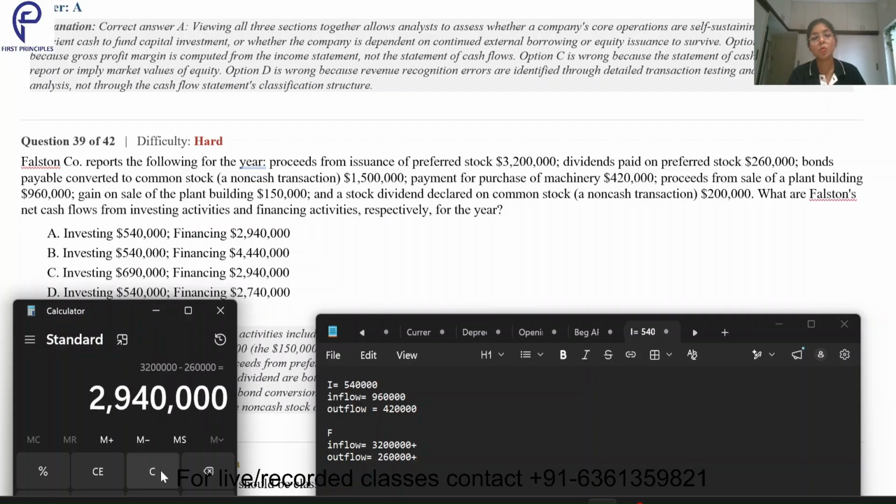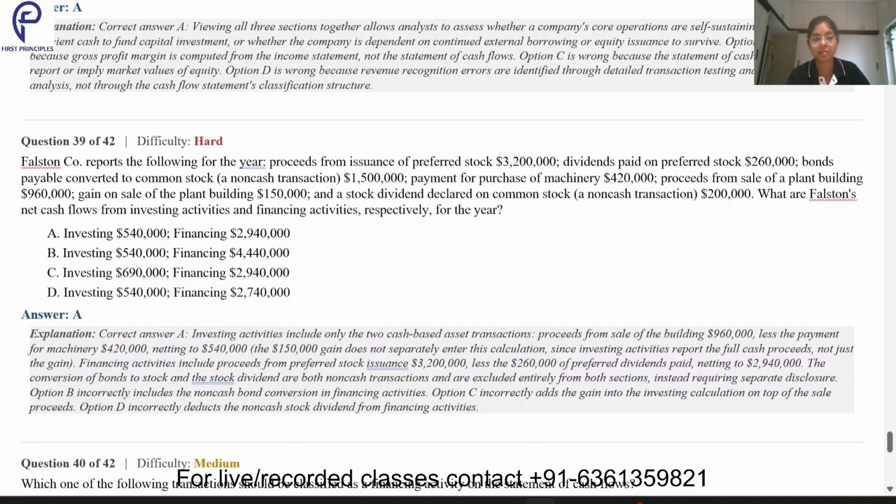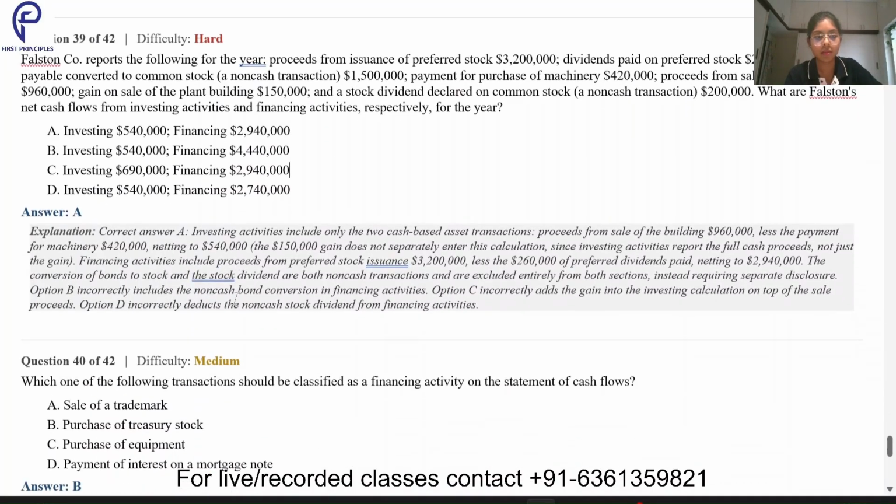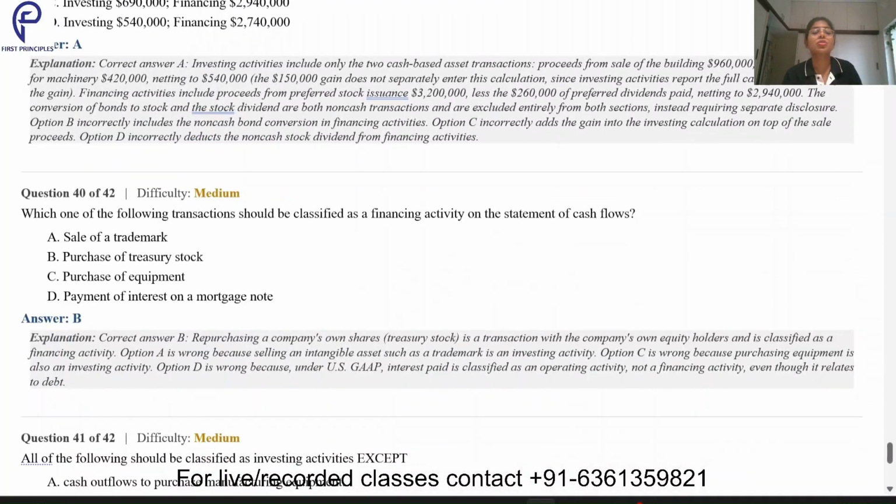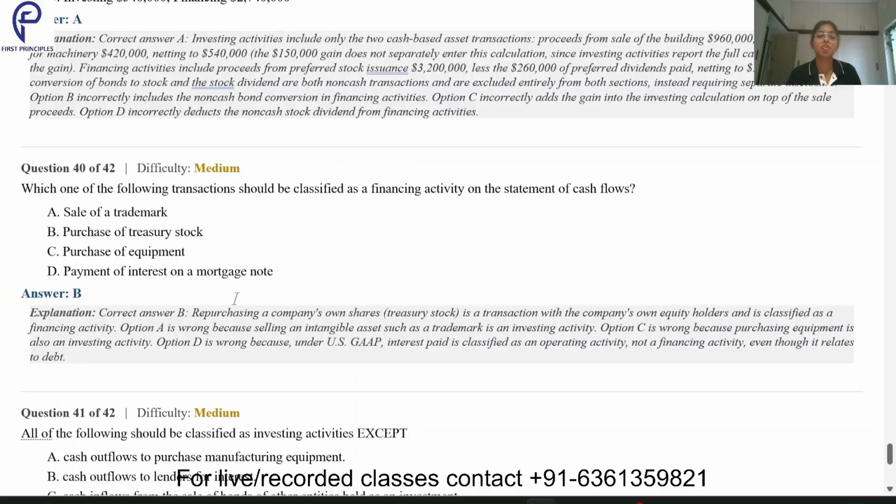So we are getting 2.94 million, right? So option A is my correct answer. Coming to the next question, which of the following transactions should be classified as a financing activity on the statement of cash flows? Sale of trademark is a financing activity? No. Purchase of treasury stock? Yes, it's a financing activity.